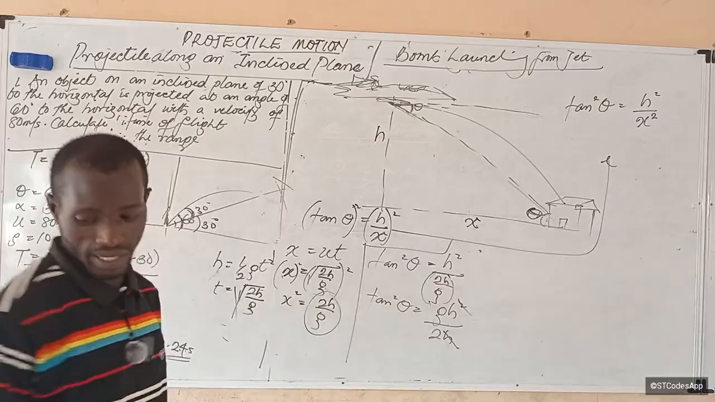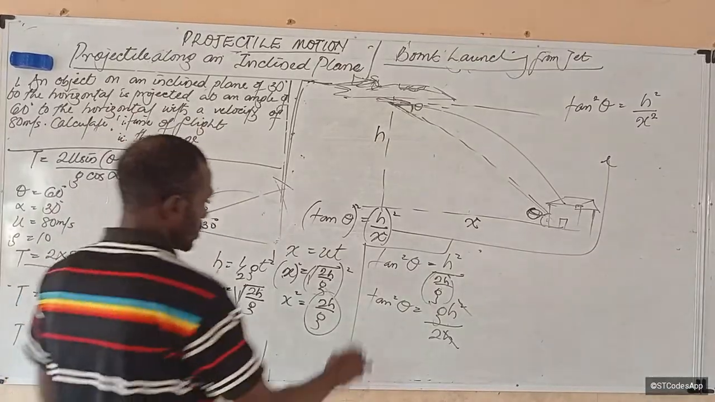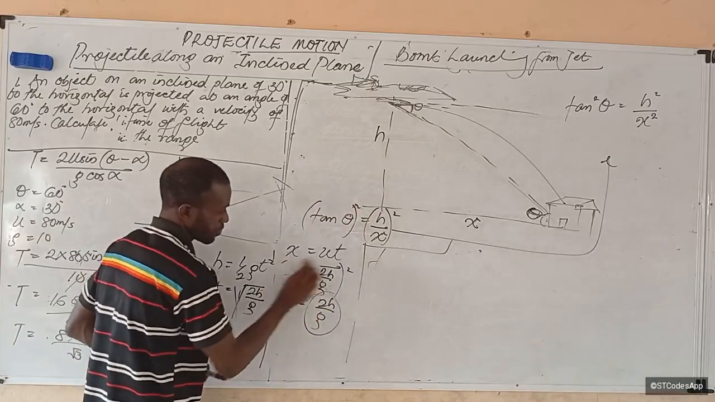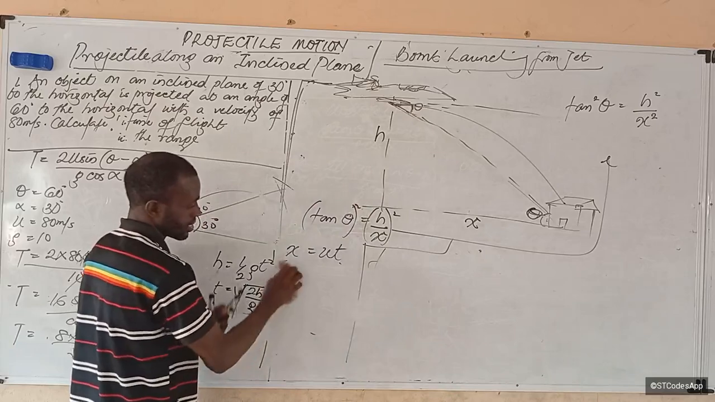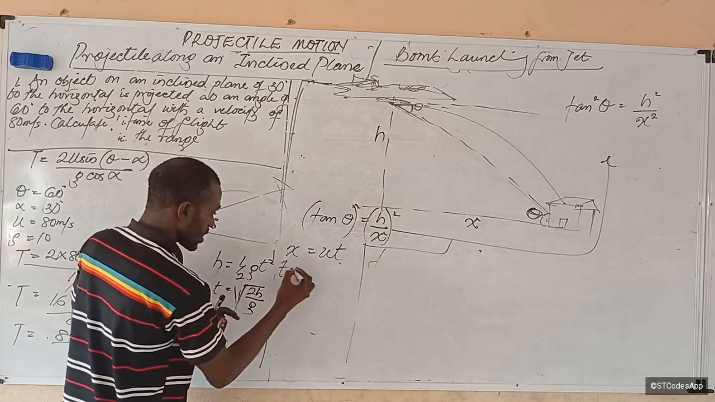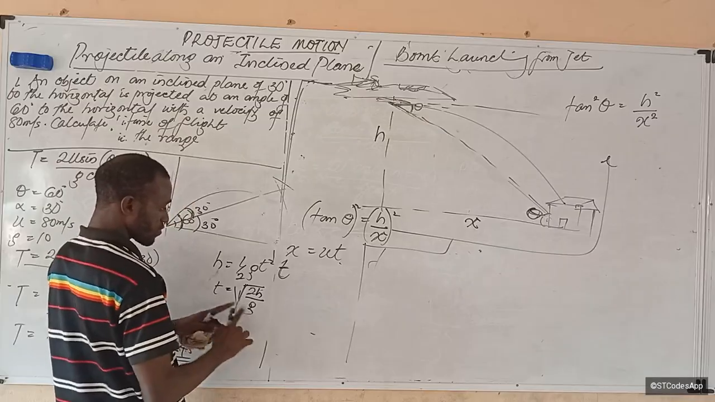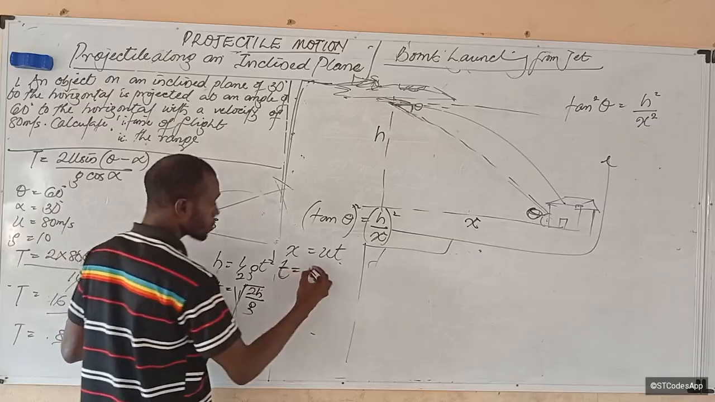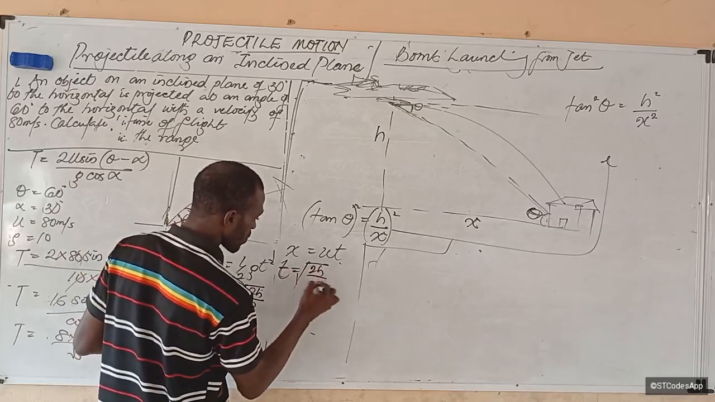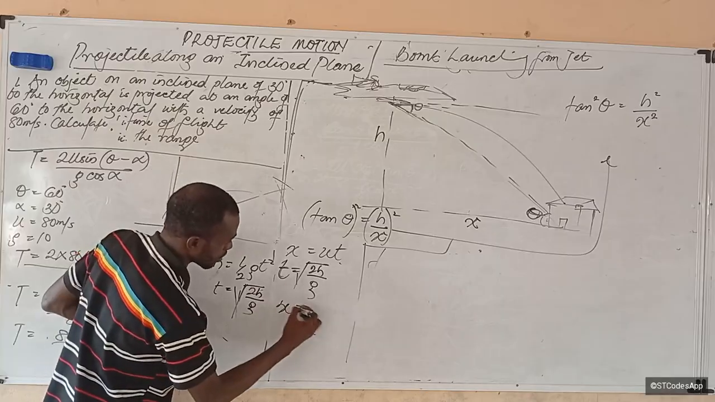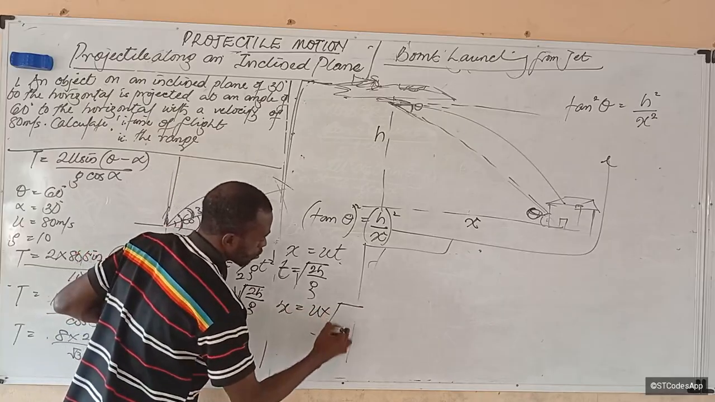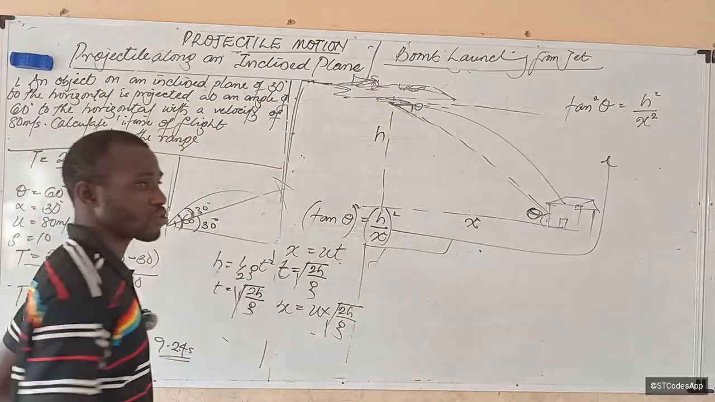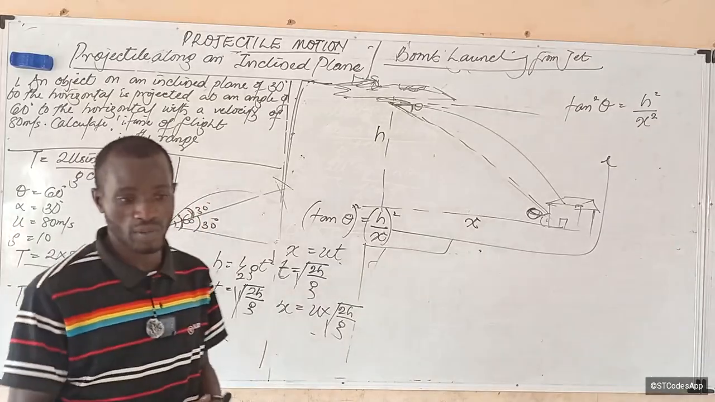Sorry, I made a mistake. Look here, let's go back from here. It's very simple, just a silly mistake I made. It is t that I will square. I want to square both sides. Or t will become the square root of 2h over g, right? So that x becomes u times the square root of 2h over g here. I discovered that u did not feature in my new formula.